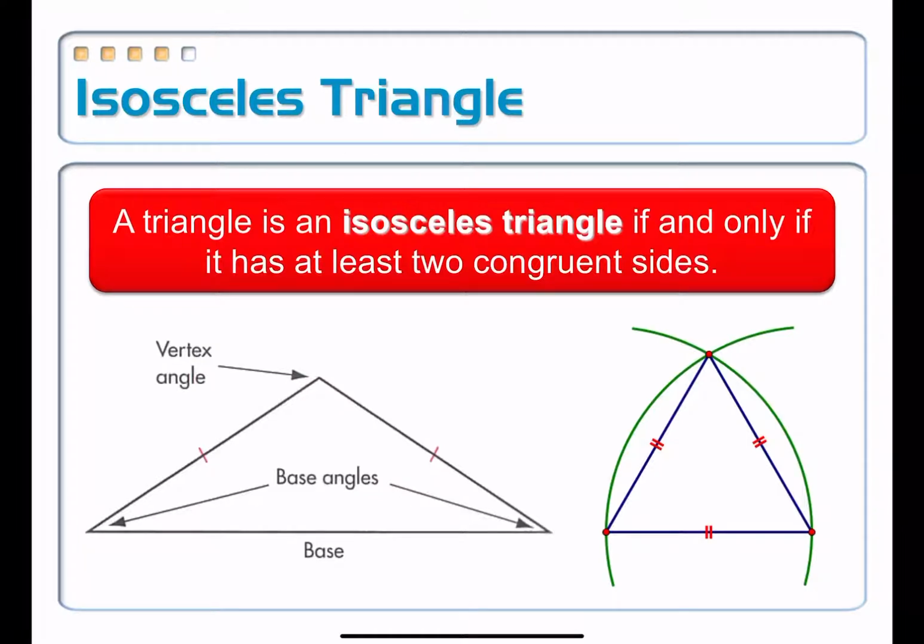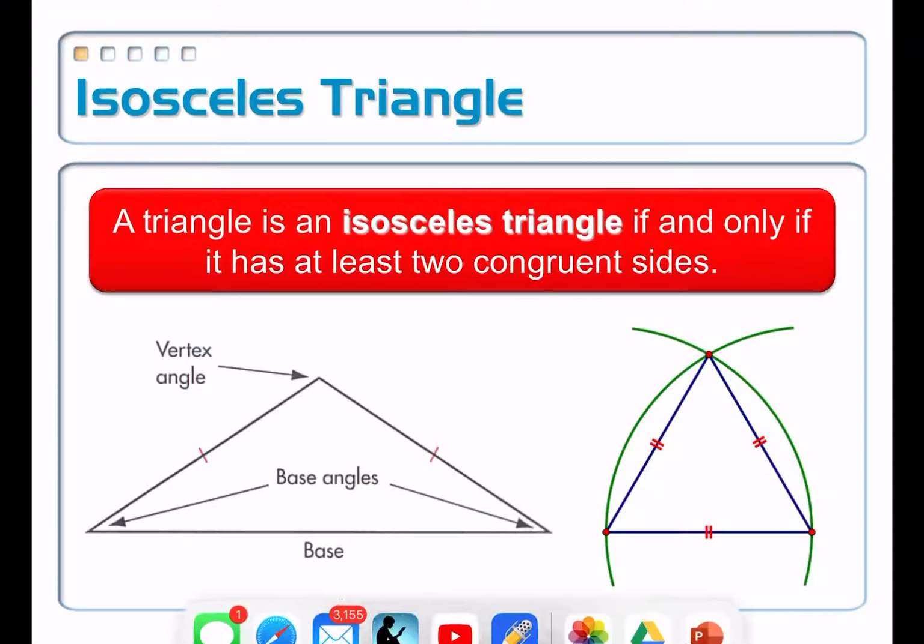All right, so let's take a look at the formal definition of isosceles triangle. Make sure to write something down here. A triangle is an isosceles triangle if and only if it has at least two congruent sides. Okay, so this formal definition about it having at least two congruent sides, the misconception is that it has to have exactly two congruent sides.